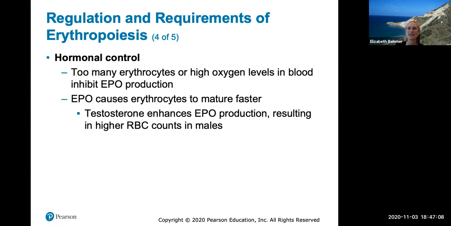Too many erythrocytes or high oxygen levels in blood will just inhibit the erythropoietin production. Erythropoietin will cause erythrocytes to mature faster. Interesting to note, testosterone also enhances erythropoietin production, which gives males usually that higher red blood cell count, which will contribute to their higher hematocrit numbers as well.